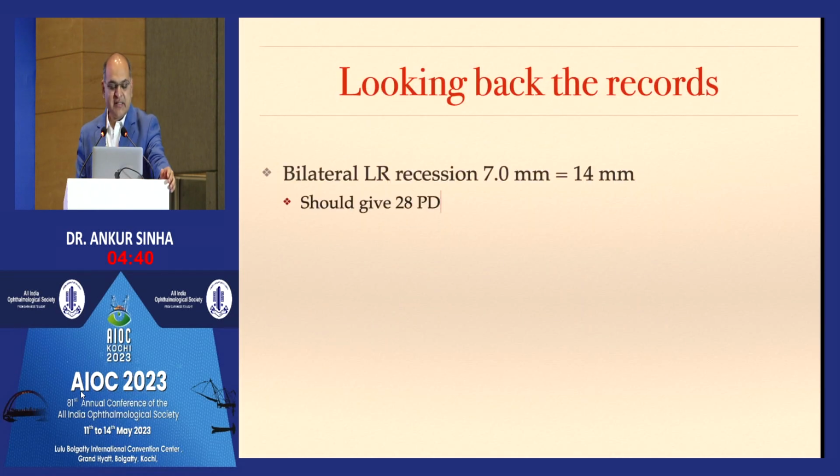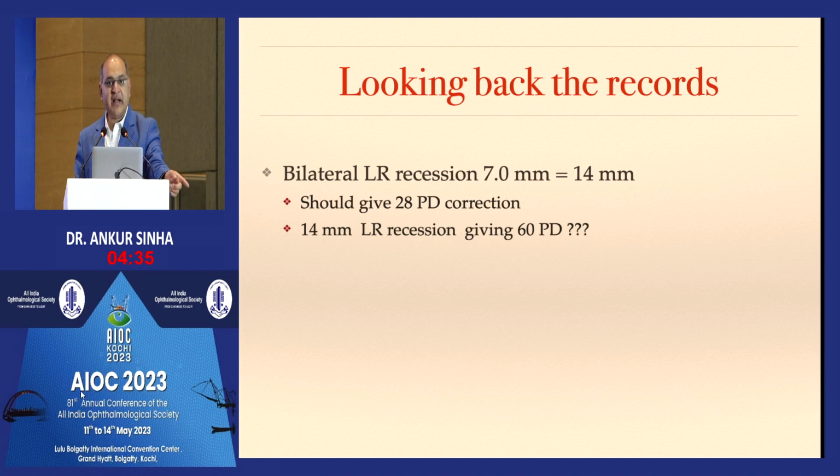But here what happens is, when we do this 7, it should have given 28 prism diopters, but it gave you approximately 60 prism diopters. So this is double the surgical dosage, double the response to the surgical dosage which we had planned.